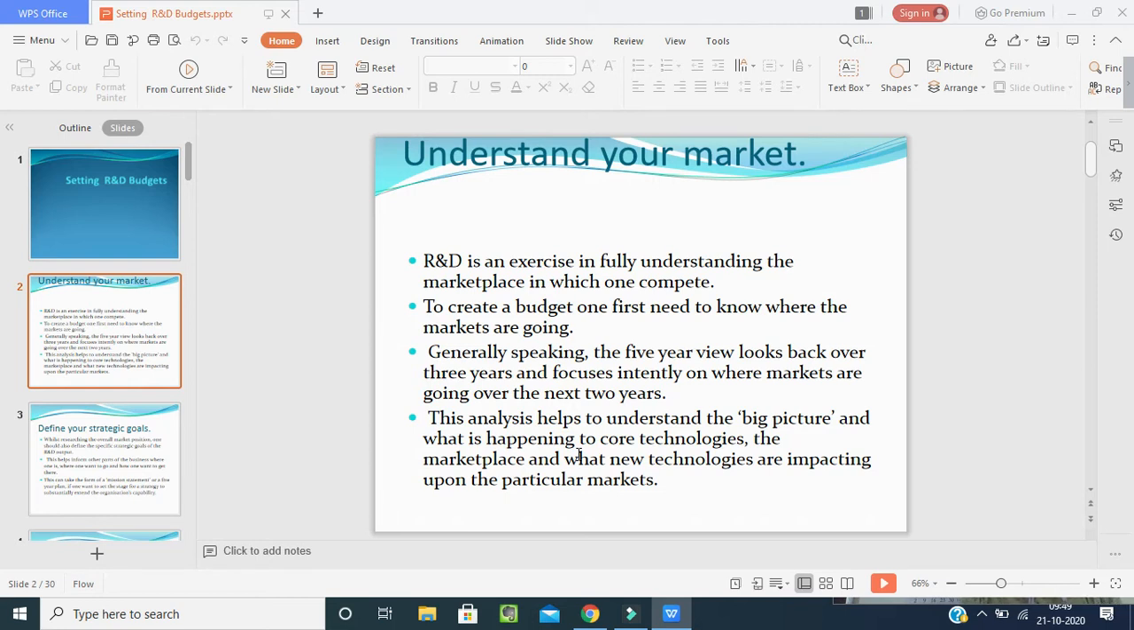We have to see what is going on in the market. We have to take how the market values were 3 years back and how the market was running, and upcoming within 2 years what new features or strategies or tactics are coming into the market. We have to make a big picture. So this analysis will help us understand the core technologies of the marketplace and where the technology is impacting.